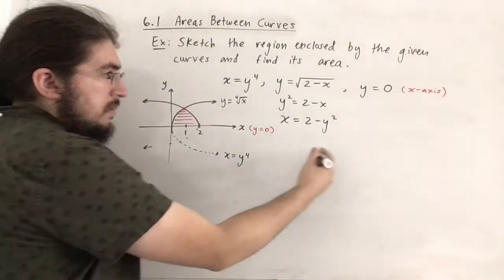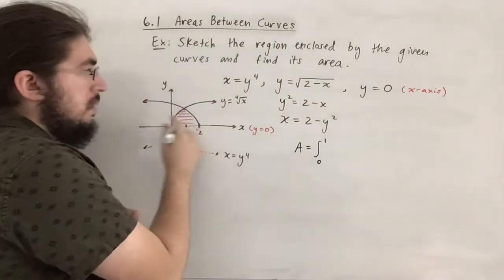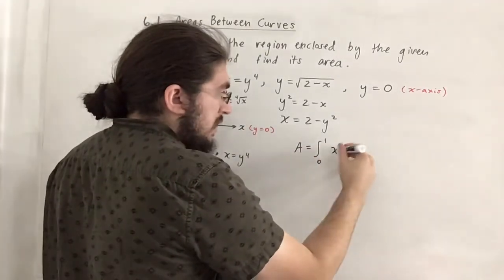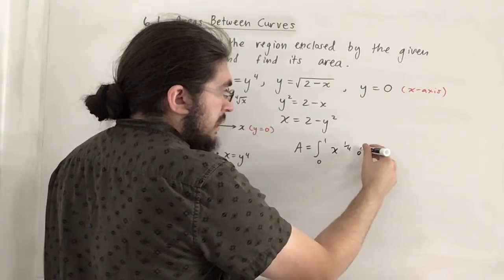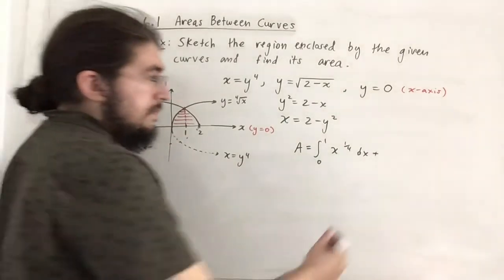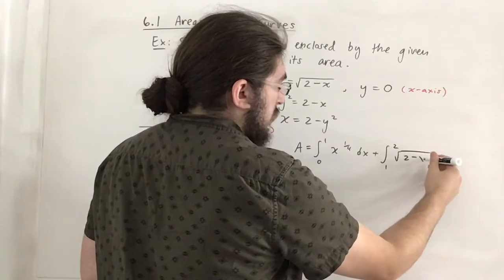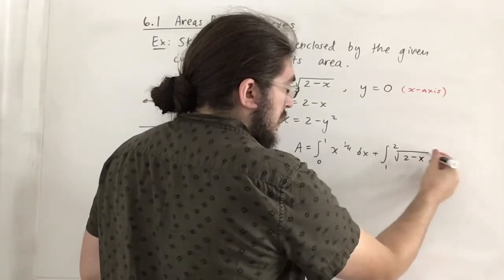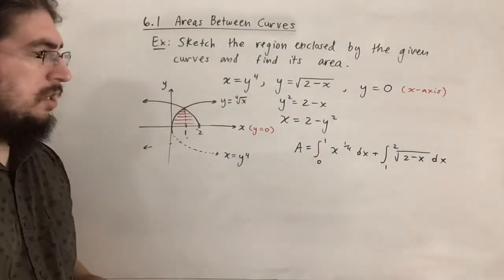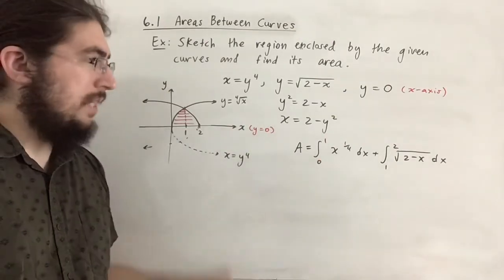But we don't really care about that part anyways, so we can throw it away regardless. So the area will have this set up then. It'll be the integral from 0 to 1 of the first guy, which is the 4th root of x, which is x to the 1/4 dx, plus the integral from 1 to 0 of the second one, which is radical 2 minus x, which will require a u substitution. It's not too bad. dx. Alright, so I'm actually not going to do this though. You can knock yourself out, try this, it'll be a lot of fun.